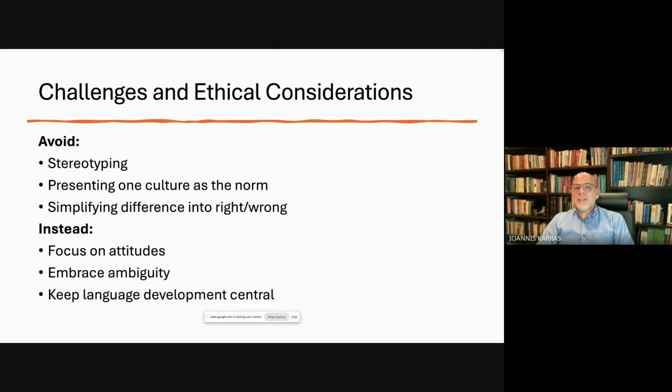So the challenges and ethical considerations that we should keep in mind are what I just talked about, like stereotyping and the biases or prejudices that we might have, and presenting one culture as the norm, because I think often we as teachers can be guilty of that, presenting one culture as the norm, and all other cultures should be compared to it. And try to avoid simplifying difference into right or wrong. Instead, focus on attitudes, embrace ambiguity, and keep language development central.